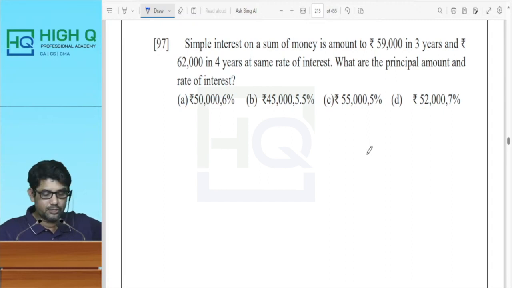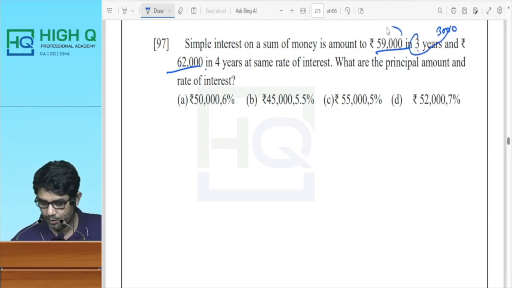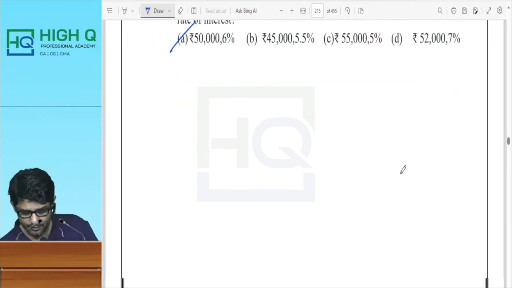You can simply use the trial and error method. Am I right, my dear? Or otherwise our own method. What I said, 59,000, 62,000, 3 years, 4 years. The difference is only 3,000. So my simple interest is 3,000. So 3 times I'll subtract 3,000 from 59,000. 50,000 is my principal. Direct answer. This way also you can do it.